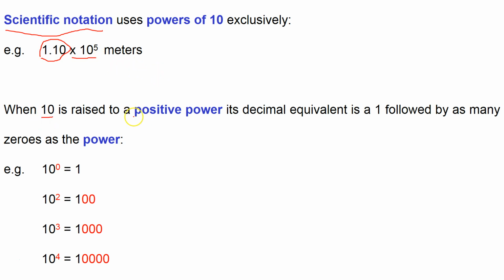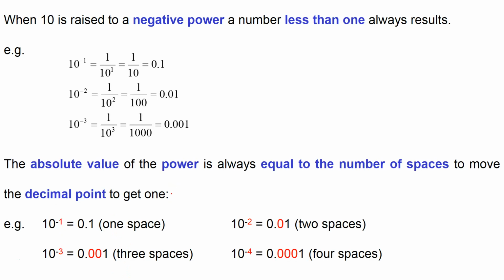When 10 is raised to a positive power, then its decimal equivalent is a number 1 followed by as many zeros as the power. So 10 to the 0, we get 1 followed by 0 zeros. 10 to the 2, 1 followed by 2 zeros, and so forth. This is pretty familiar to most people.